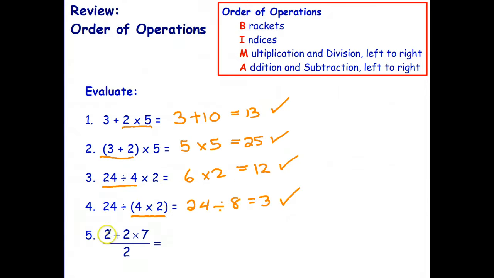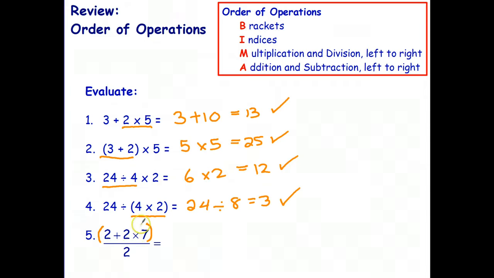Now question 5, there's implied brackets around this. Whenever you have especially a plus or a minus sign in a numerator or denominator of a fraction, the implication is you evaluate the expression in the numerator or denominator first, and then divide by 2.